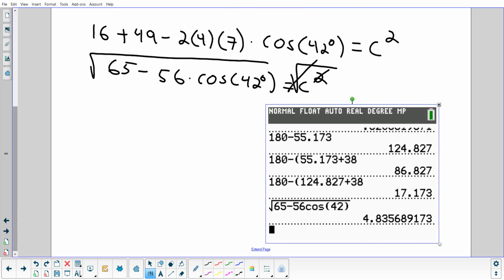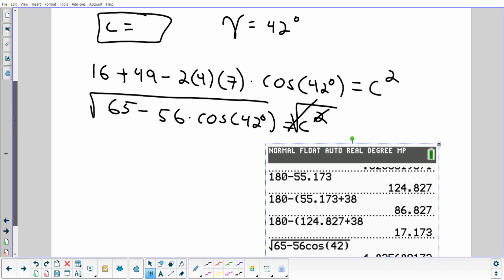And your answer is 4.836. How many decimal points do you want us to go? We'll go the same we did with law of sines. We'll do the 3. 4.836.